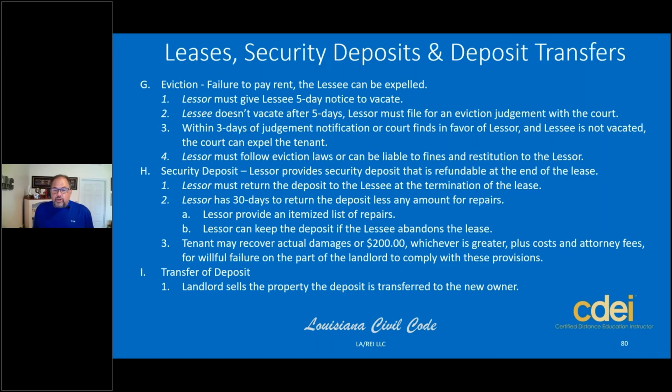Okay, security deposit, you got 30 days to return the security deposit. If you're going to itemize the list because of damages, you have to give that list to the lessee, and then anything that's the difference, less the repairs, is going to be refunded to them in the deposit as well. Watch, the landlord's responsible. If he doesn't follow the security deposit rules, the tenant can recover $200 or actual damage, whichever's greater, plus costs and attorney fees. And then the transfer of deposit, that's where the property, when it's sold, 100% of the deposit is transferred to the new owner.